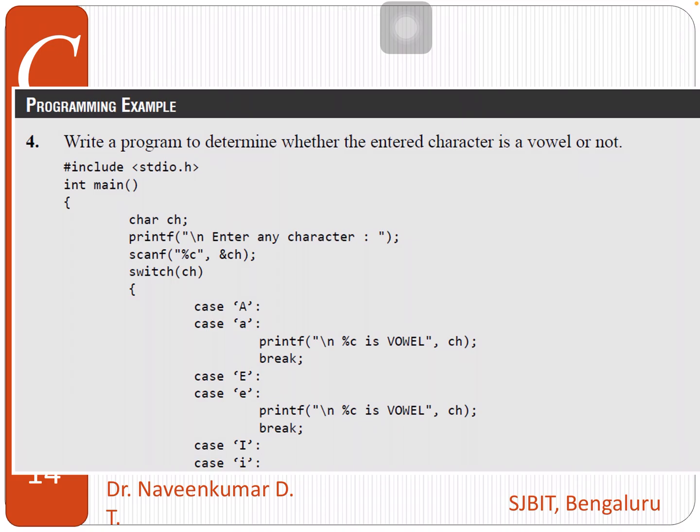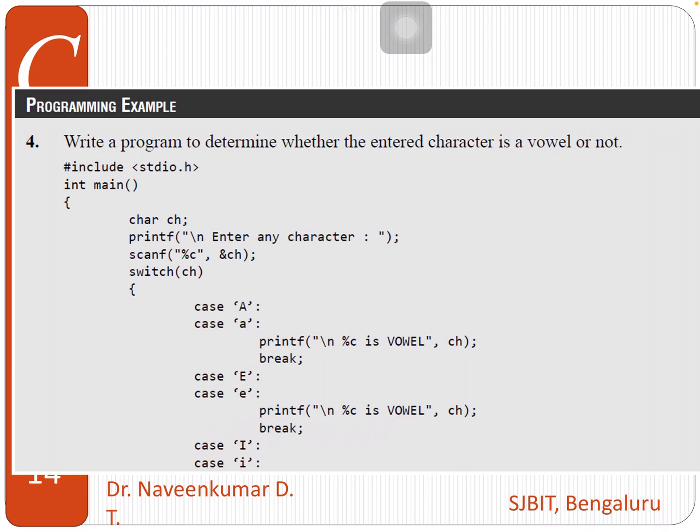So here is another example to understand the working of the switch statement. This is a program to determine whether the entered character is a vowel or not, right? I have defined ch as a character variable, and through this statement I am asking the user to enter any character. When you enter a character, it will be stored in the address of ch. When you enter the switch, if the ch value is equal to capital A or small a, it will print vowel. Or if the ch value is capital E or small e, again it will print vowel.